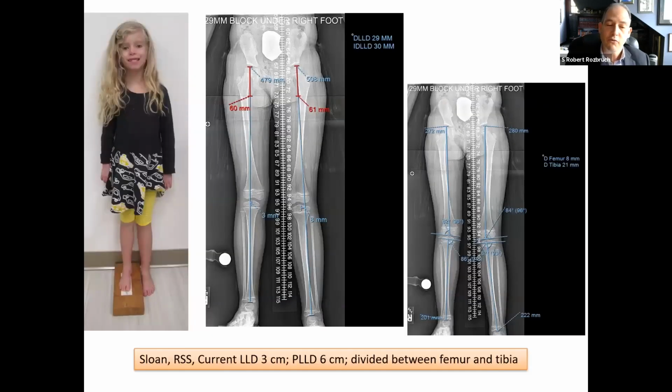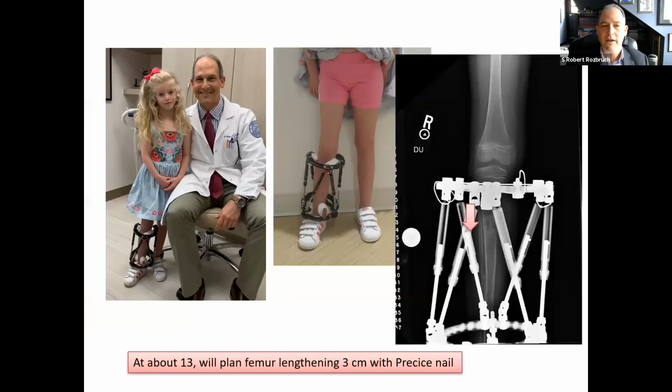But to illustrate the point that internal lengthening nail is not for everybody, Sloan, who at the age of 5 has a current leg length discrepancy that is 3 centimeters and predicted LLD of 6 centimeters divided between the femur and the tibia. So for her, the approach is going to be stage 1 lengthening with an external fixator, and then we'll come back as an adolescent and we'll do the rest of her lengthening in the femur using an internal lengthening nail.